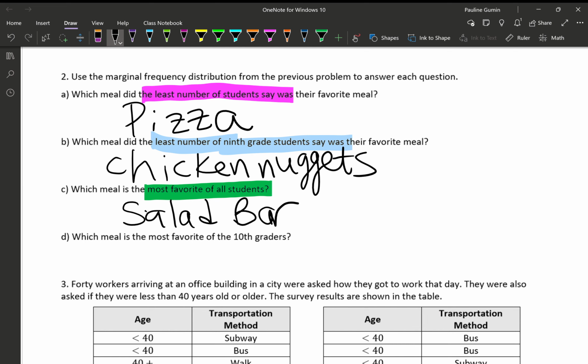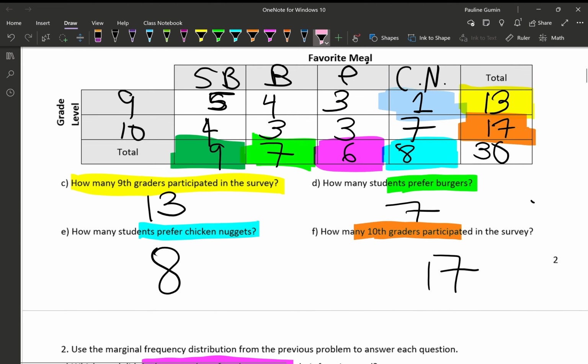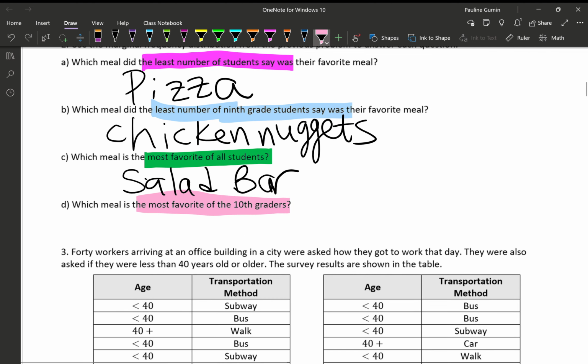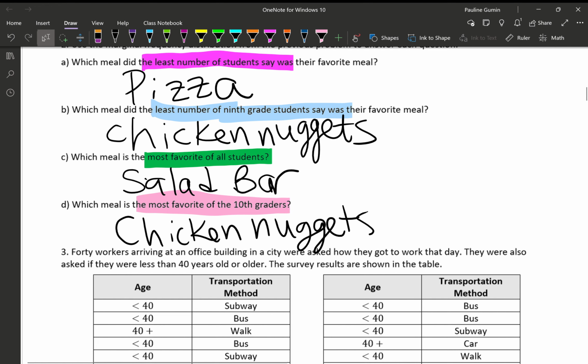Whatever. Last one, which meal is the most favorite for 10th graders? So when we look back at this, what we want to see is the highest number in the row for 10th graders. Ooh, yeah, that's what I'm talking about. They like chicken nuggets. Chicken nuggets. Beautiful. Okay. We just made and interpreted a two-way frequency table. Let's continue on to number 3.